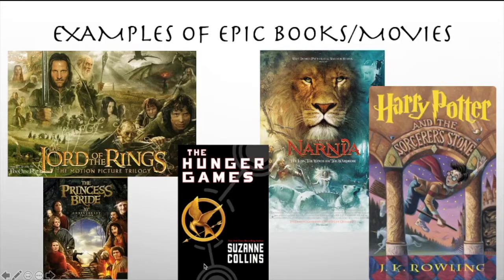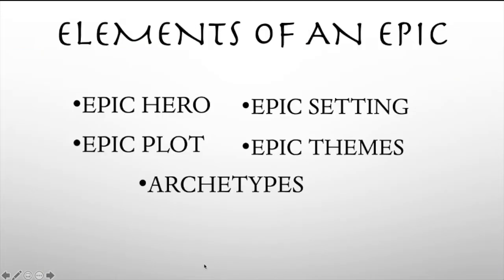Anything where you have heroes going on some sort of quest, and there's magical elements and some other things to look for. So basically, what we're looking for in an epic are these 5 elements here: epic hero, epic plot, epic setting, epic themes, and archetypes. So let's talk a little bit about each one.